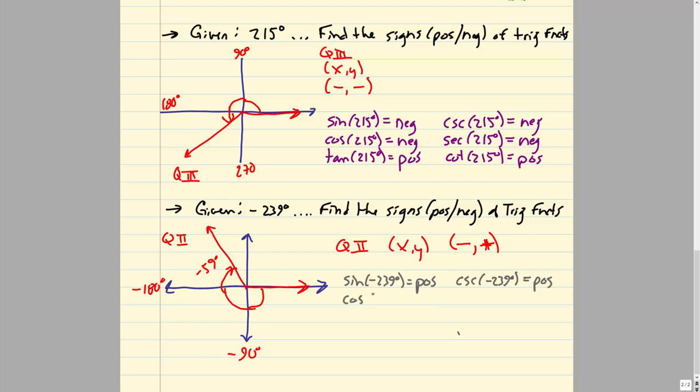Then we can do the same for cosine. For cosine, I look at x over r. X in this case is negative. Negative divided by my positive r is a negative. The reciprocal of cosine is secant, so they're both negative. And of course, tangent would be my last one. Tangent is y over x, so this would be a positive divided by a negative, which is a negative. And because tangent is negative, cotangent, its reciprocal, is also negative.